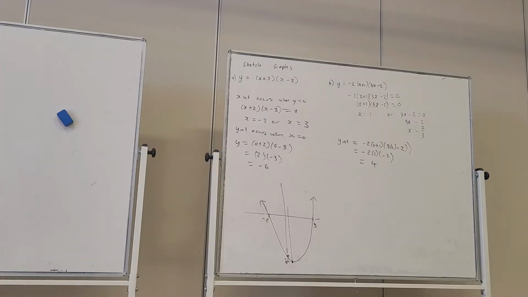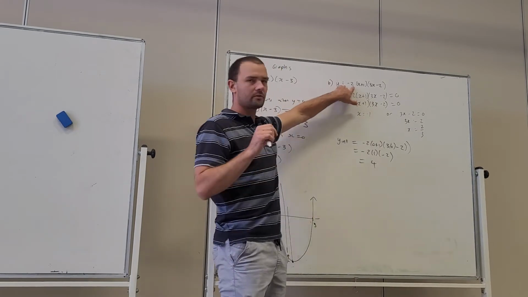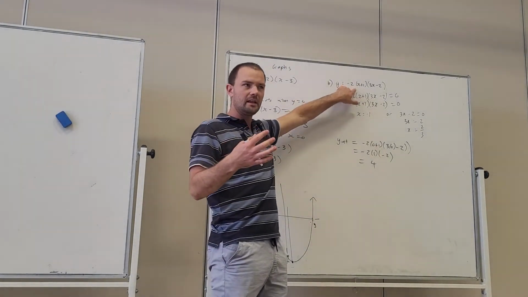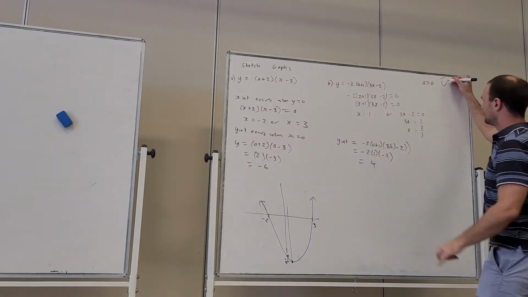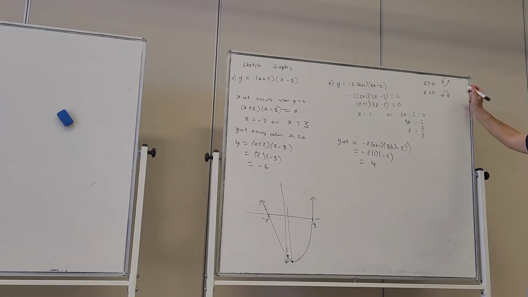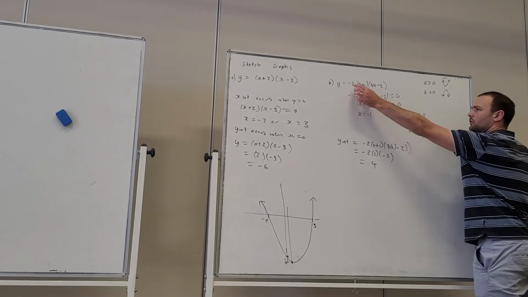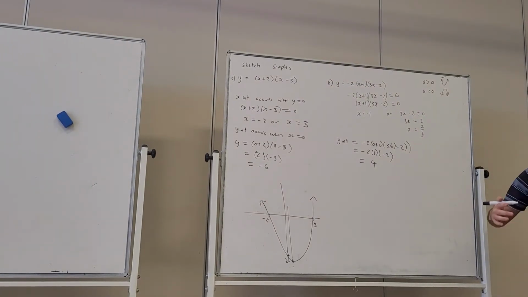The other thing I want to point out here is this a value out the front. Whenever we have an a out the front, and here it's negative, remember we said if a is positive, it's going to be a happy face, and if a is negative, it's going to be a sad face. It's negative. So already that's going to tell us about the shape, but you don't even need to know that.